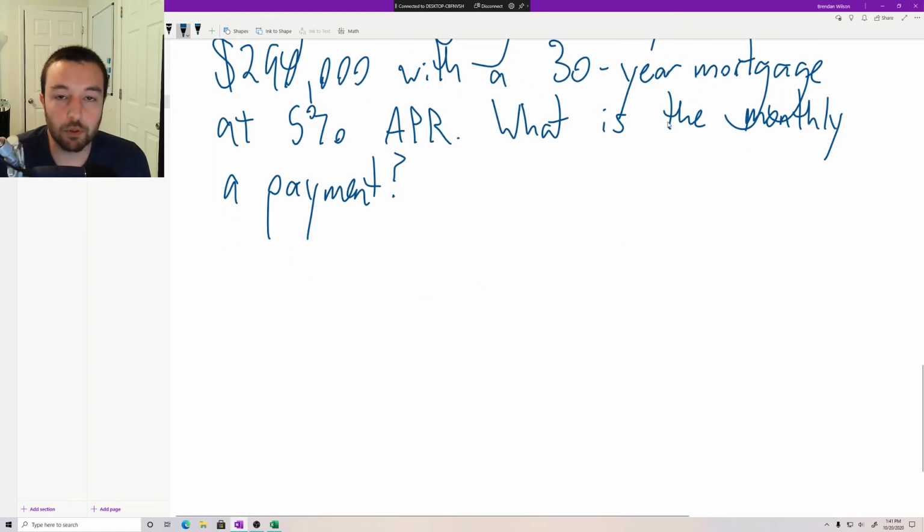And typically with mortgages, you can do either 30-year or 15-year. Most people do 30-year though. With a 15-year, the advantage is you usually get a lower interest rate, but your payments are higher, of course. Okay.